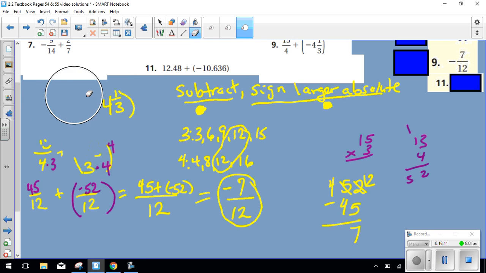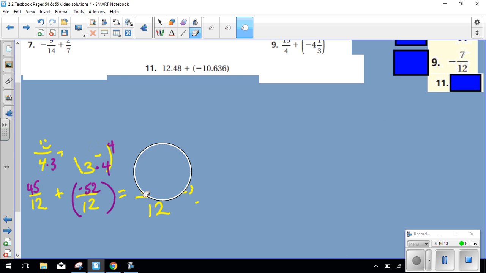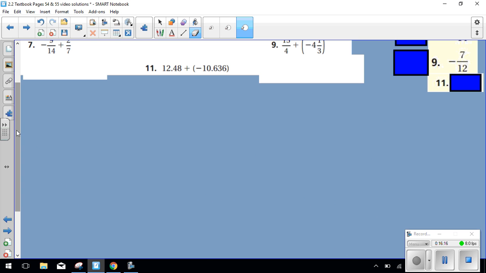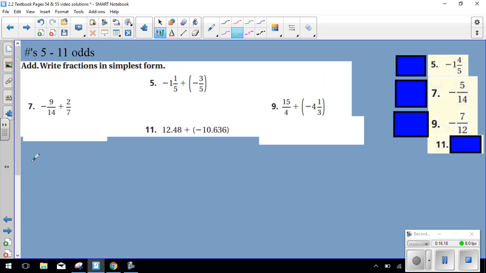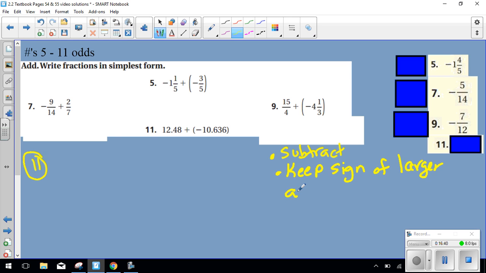Let's clean up the board here. Okay, and number 11. Once again, in addition, when the signs are different, you subtract. So subtract because the signs are different. And we're going to keep the sign of the larger absolute value. Okay, so that's generally what we need to do.